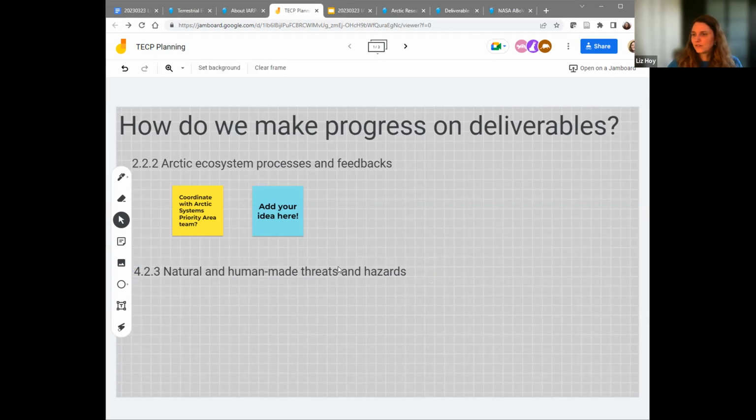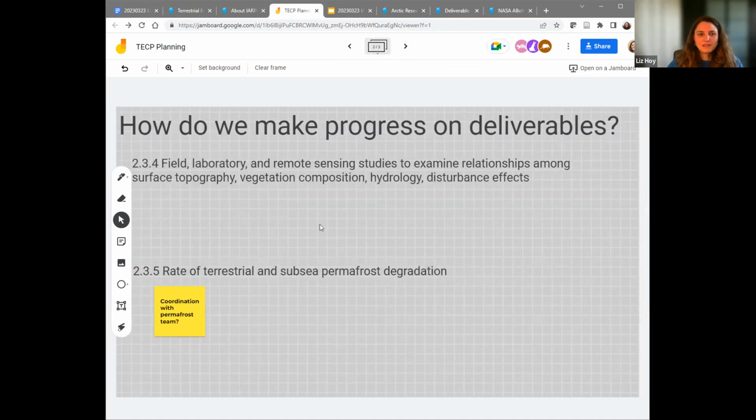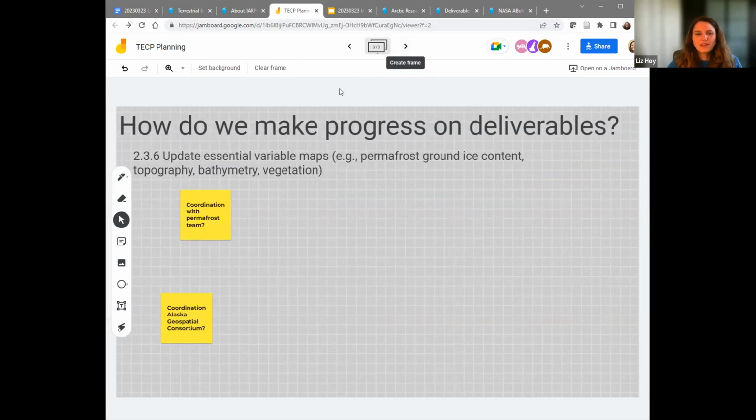I think that's the tie-in to your team, Tom. Isn't that one of your deliverables, I think? And then we have things like laboratory and remote sensing studies. I think that falls into the Arctic Boreal Vulnerability Experiment, ABoVE. And then this last one is updating essential variable maps.